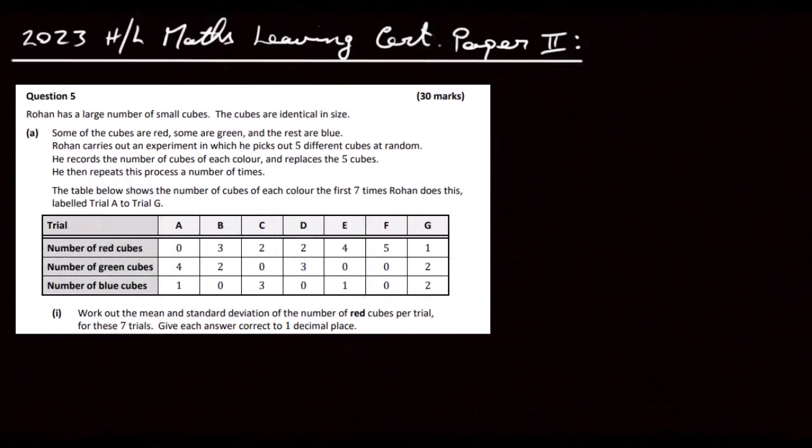Okay, so let's have a look at question 5 for the 2023 Higher Level Maths Leaving Cert Paper 2. Rowan has a large number of small cubes. The cubes are identical in size. Some of the cubes are red, some are green, and the rest are blue.